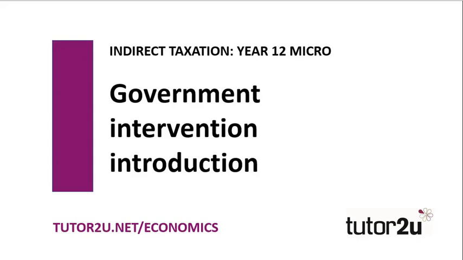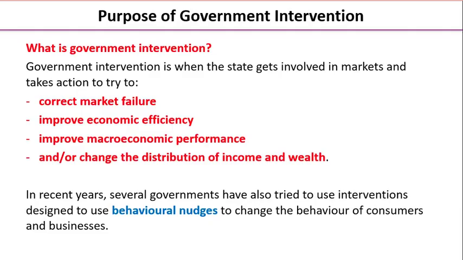In this first video for this online lesson, we're going to be taking a quick overview of some of the reasons why governments decide to intervene when there's market failure. This is all going to be leading up to the main topic of indirect taxation. So, what's the purpose of government intervention?